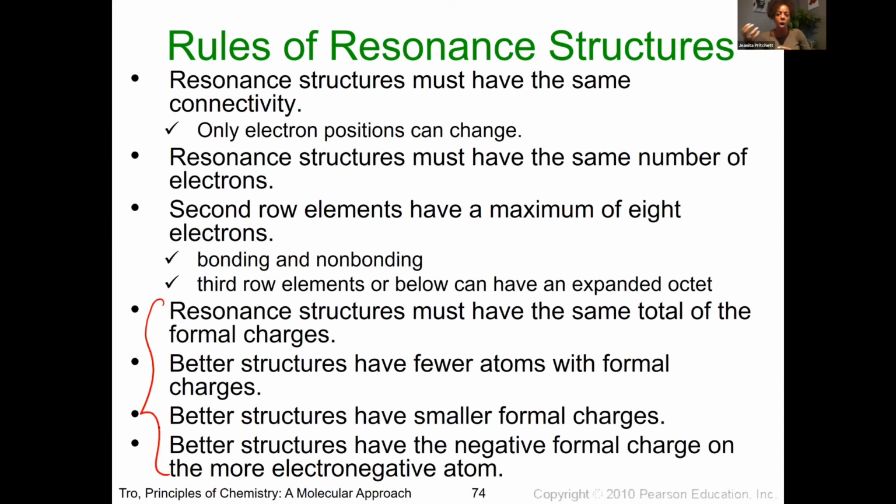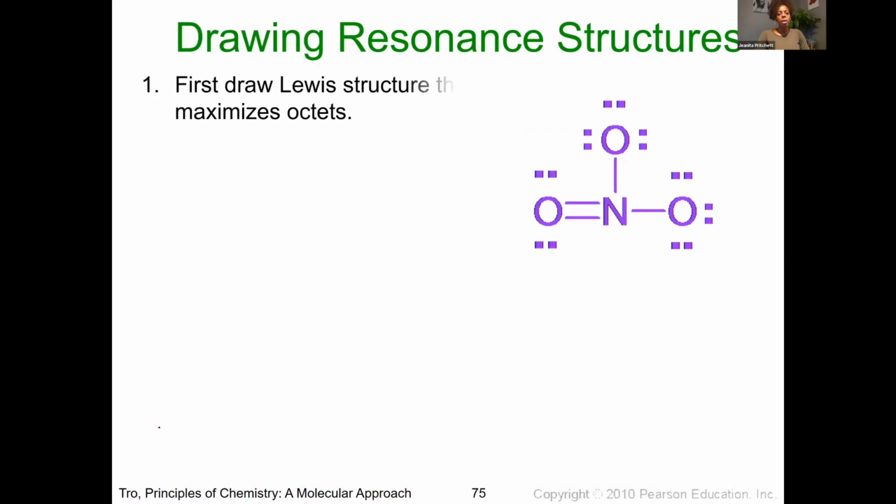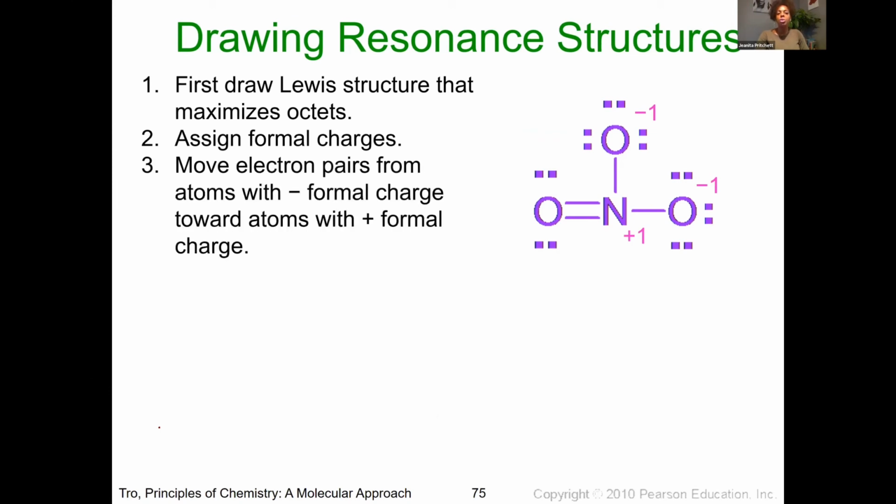Remember, the sum of all the formal charges should add up to the overall charge of the molecule. The better structure will be one with the fewer number of formal charges. You'll also have the smaller formal charges present. And then again, that negative formal charge, if one exists, will end up on the more electronegative atom. And so you can see this when you're coming up with different resonance structures, how you can use the formal charges to help you identify what the best situation is.